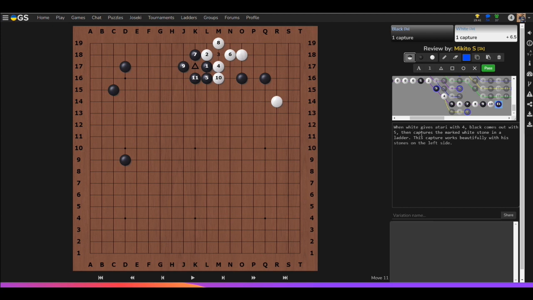When white gives the Atari with 4, black comes out with 5, then captures the marked stone in a ladder. This capture works beautifully with his stones on the left side. So we see this misshapen Panuki here works extremely well with its strength and stones on this side, right? This feels like an ultimate success for black. Black has done an excellent job of making a good position here.